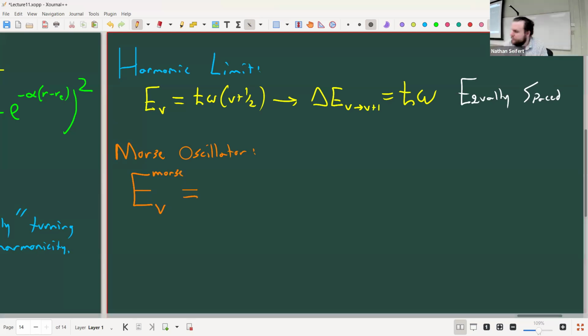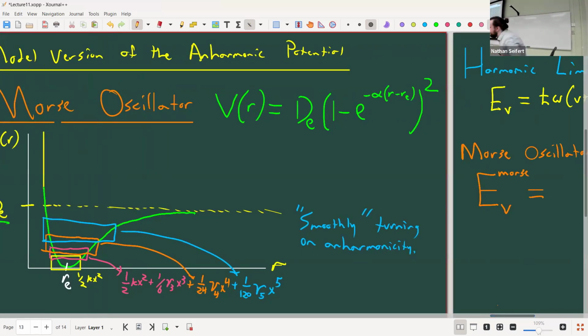Let me just go back one more time. As I get higher and higher in energy in the potential, the system becomes more and more anharmonic, and it just smoothly turns on. When I'm at really low energy, it looks harmonic, and as I get to higher energy, it becomes more anharmonic. And the energies do precisely the same thing. There's a harmonic term, v plus 1/2 times h bar omega, and then a new term appears that's smaller in magnitude, but causes anharmonicity.